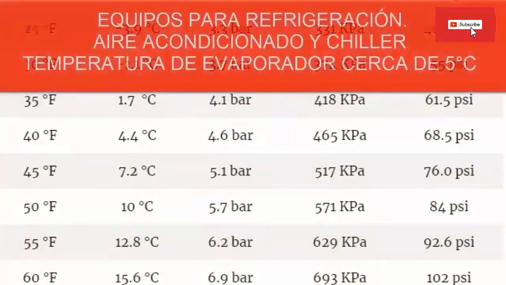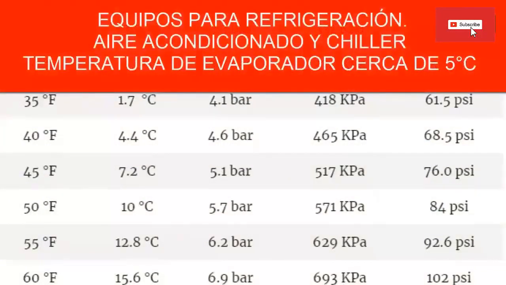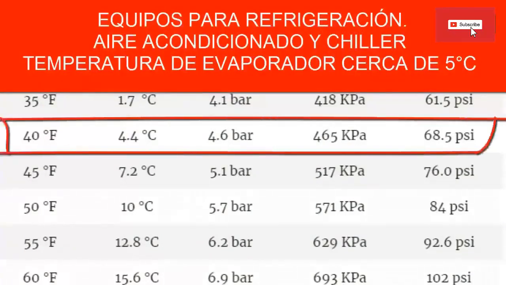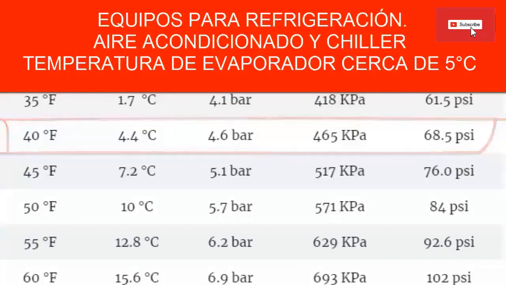3. High temperature system, refrigeration without freezing or air conditioning equipment. In this case we are going to have a temperature of 4.4 degrees Celsius, approximately 40 degrees Fahrenheit. If we look in the table, to reach this temperature in the evaporator, we need that when the equipment is turned on, it marks a pressure on the low manometer of approximately 68.5 psi. This value is equivalent to 4.6 bars.